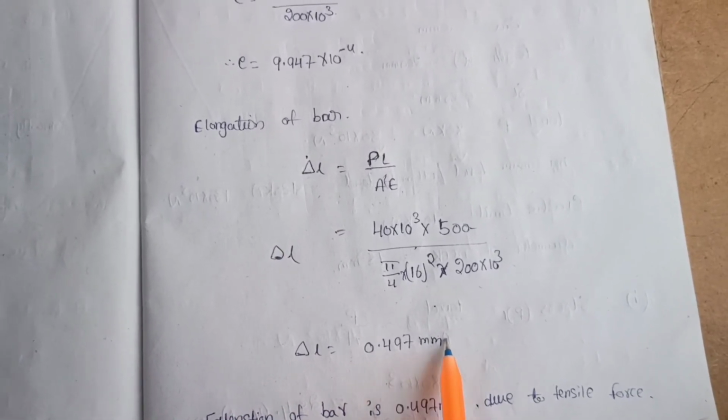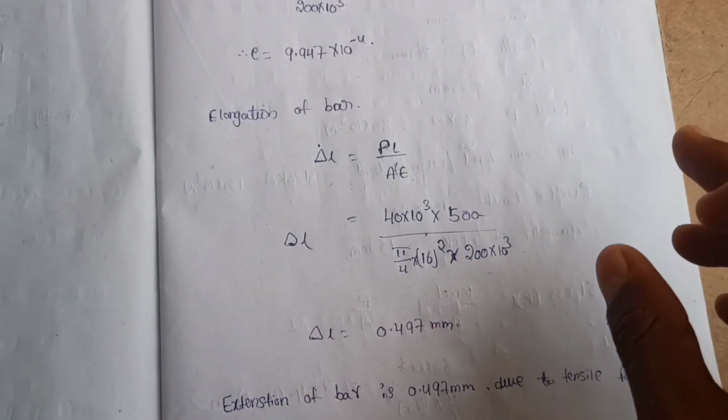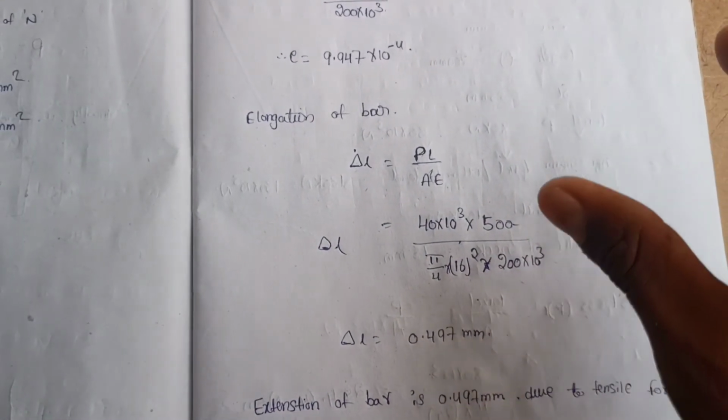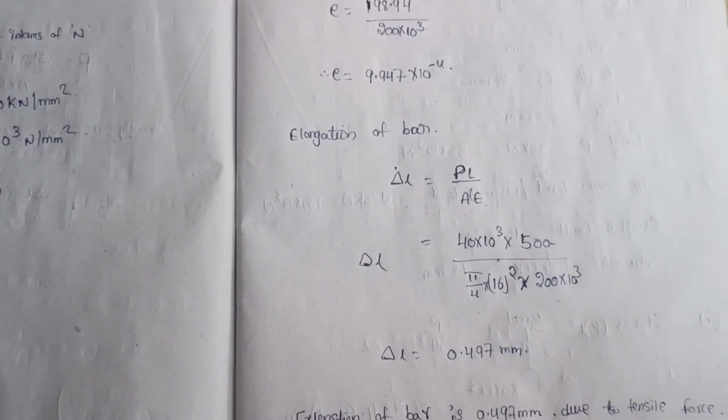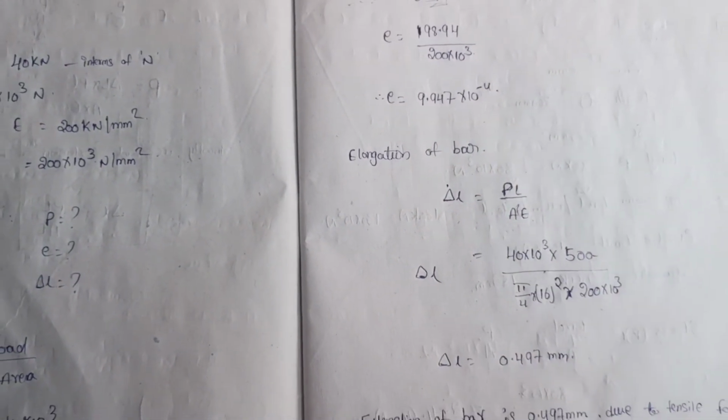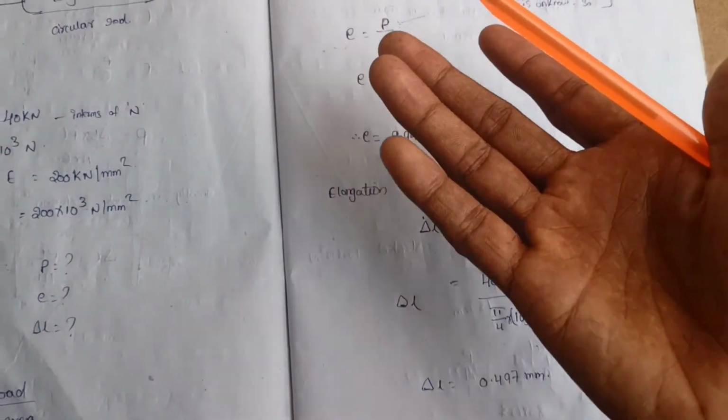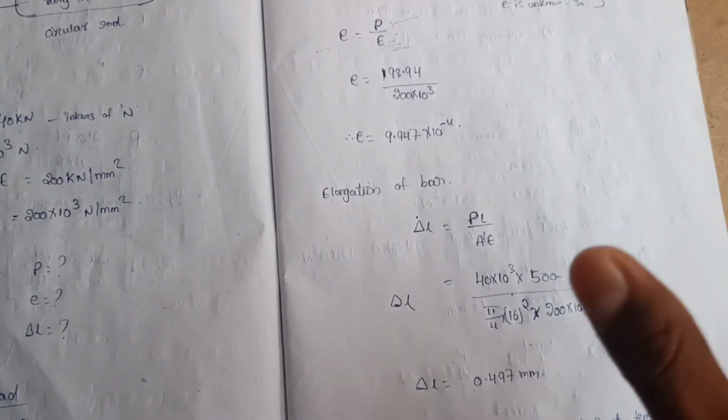0.497 mm, which is the total extension under the tensile force of 40 kilonewtons applied on a circular rod. So this is a way of understanding. We cannot do anything else here. We know only the formulas, and according to the formulas we substituted, then we get the answer. So this is the way.